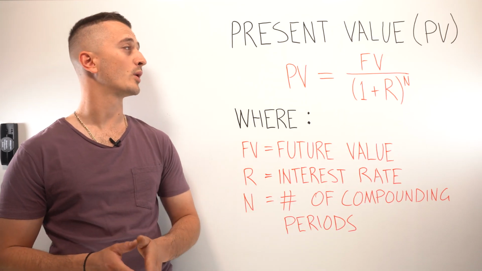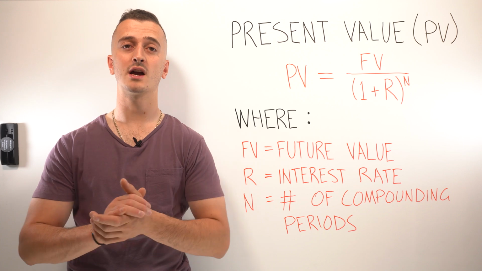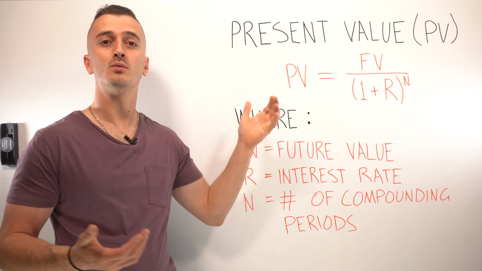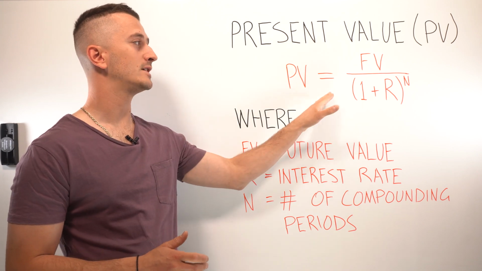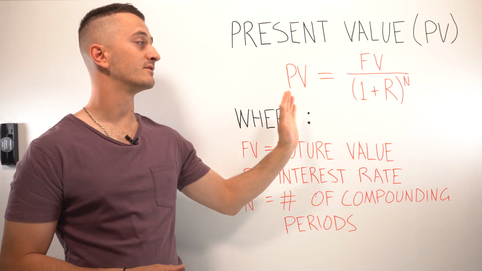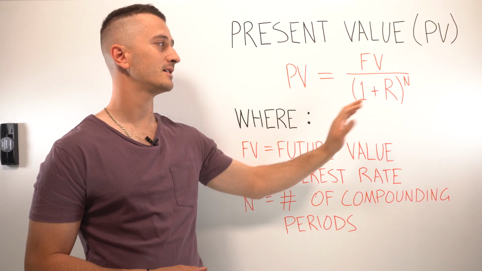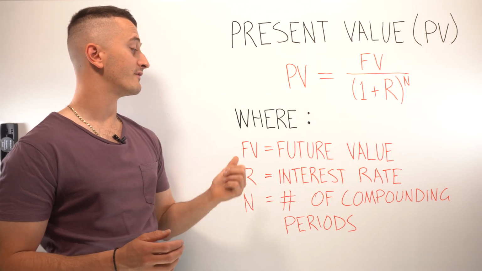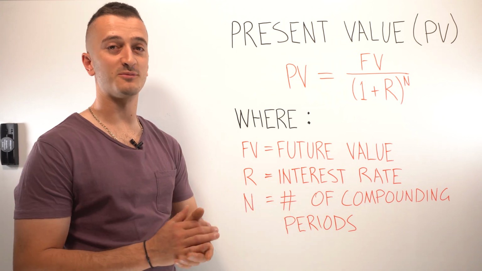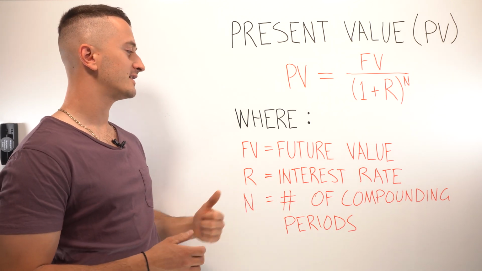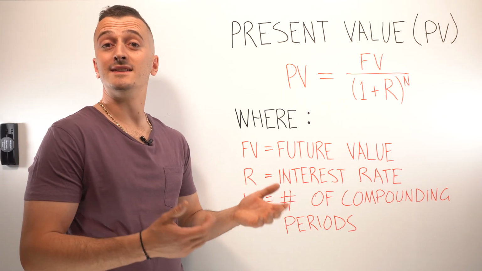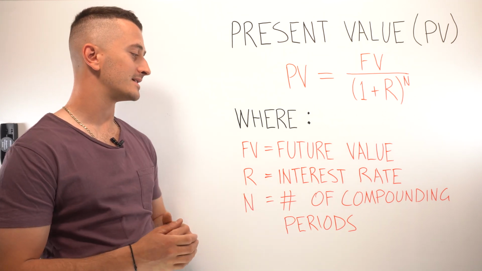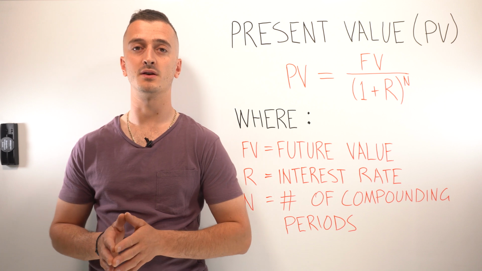Now, the formula for working out present value of a single cash flow is quite simple, and I've got it just here. So it's PV, which is present value, is equal to FV divided by (1 + R) to the power of N, and that's in parentheses. Now, FV stands for future value. I'm sure everybody knows that. R equals the interest rate, discount rate, or the required rate of return. And N is the number of compounding periods.